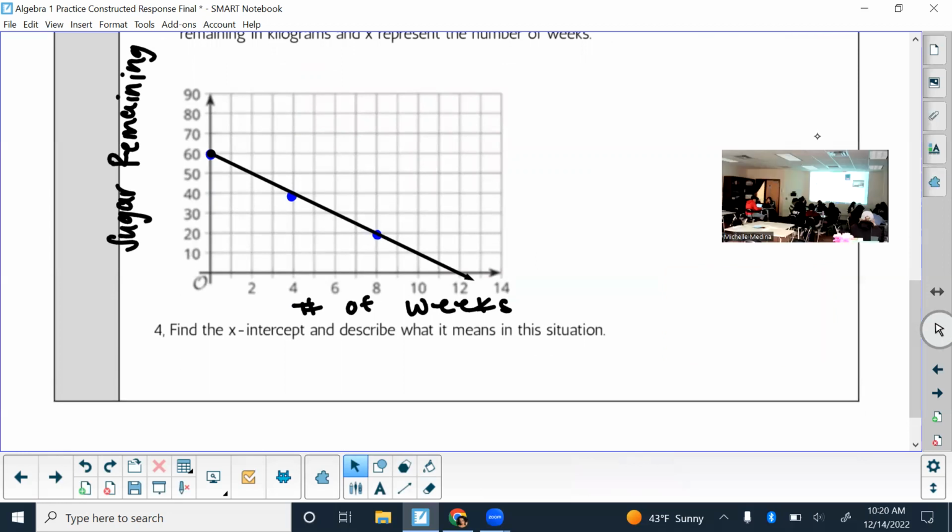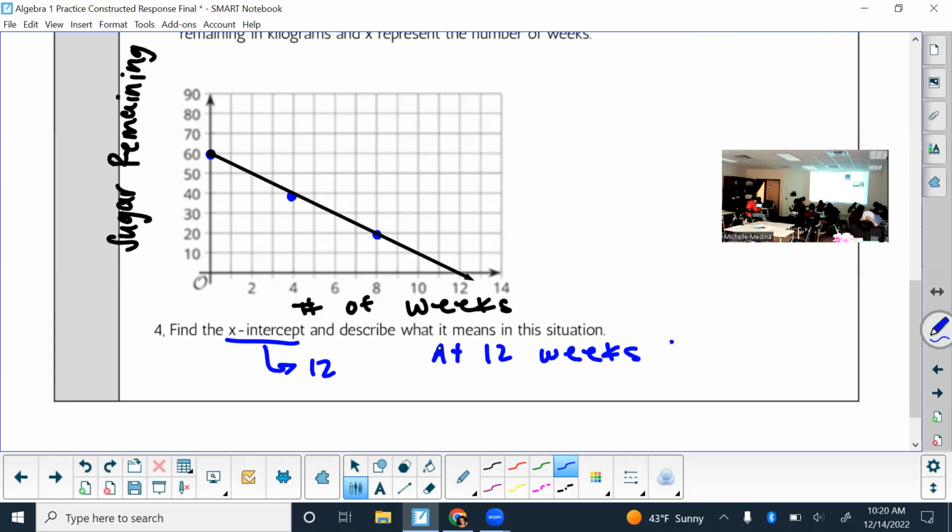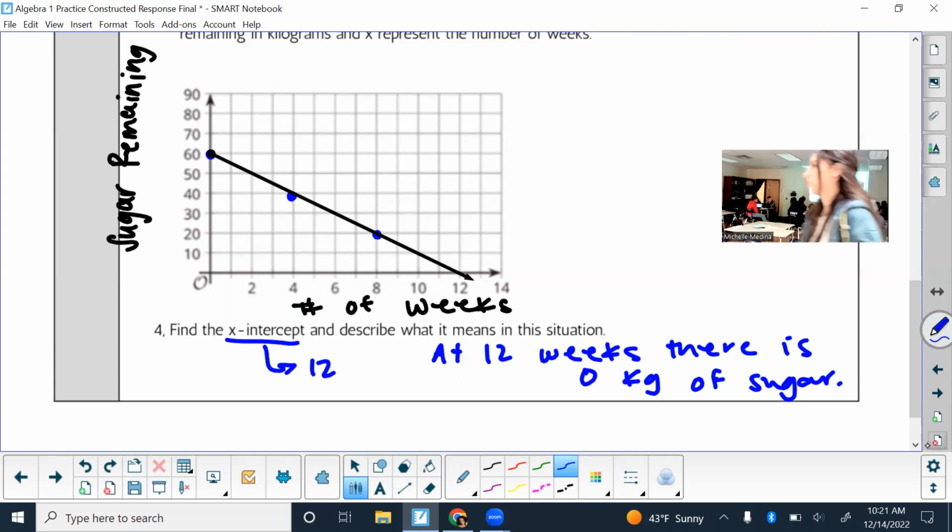So what is my x-intercept? Where does it cross the x-axis? At 12, my x-intercept is 12. What does it mean in this real-world situation? It'll run out of sugar at 12 weeks. So at 12 weeks, there is 0 kilograms of sugar. All right, because the x is 12, the y is 0. Since x is number of weeks and y is sugar remaining, it must be at 12 weeks, there's 0 kilograms of sugar. Good?